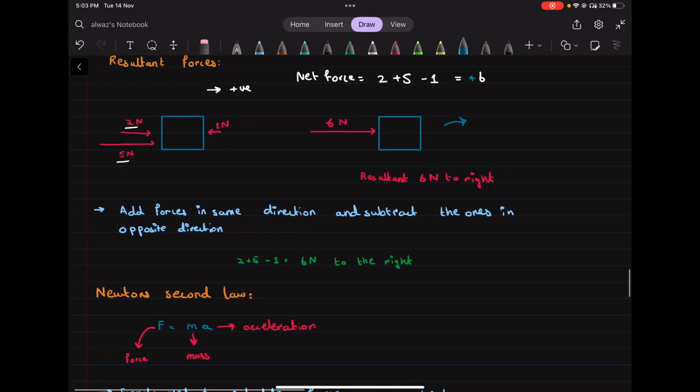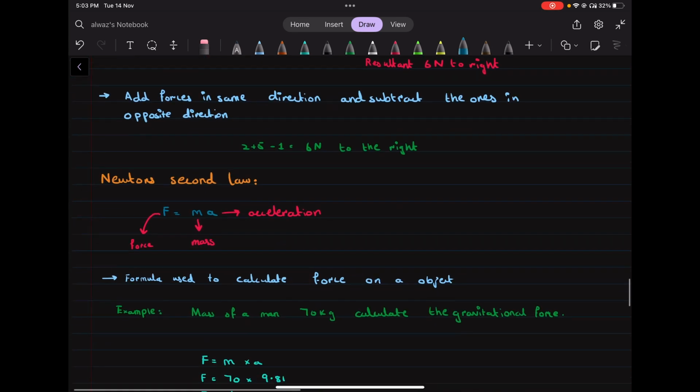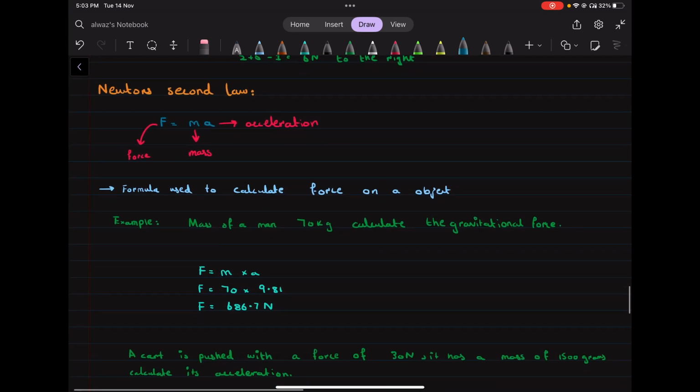So the basic formula is add forces in the same direction and subtract the ones in the opposite direction. The same calculation is done below, and we can see that the answer is indeed 6 newtons to the right. Now let's talk about Newton's second law.